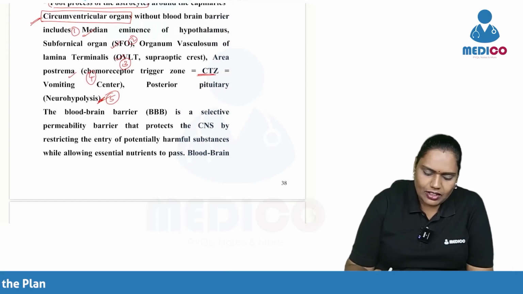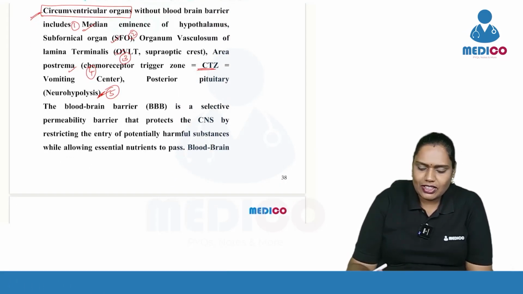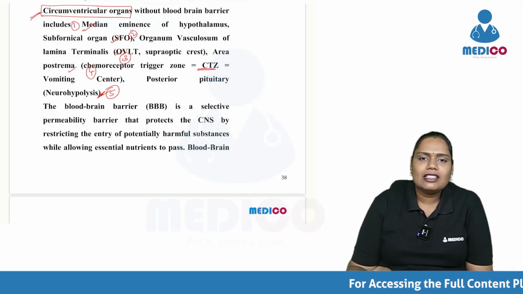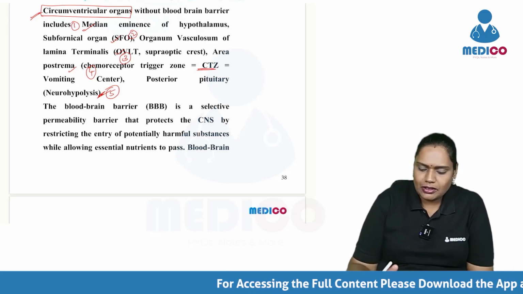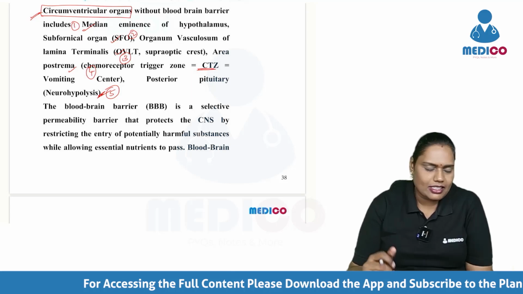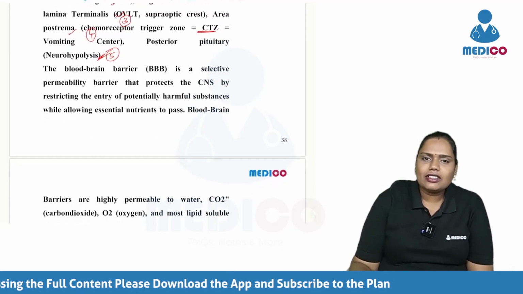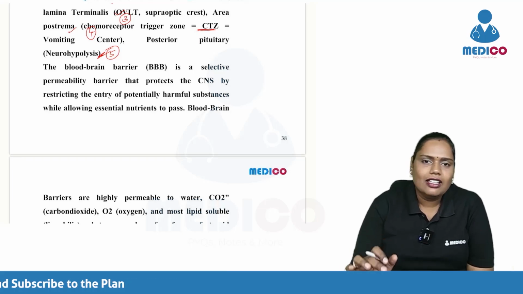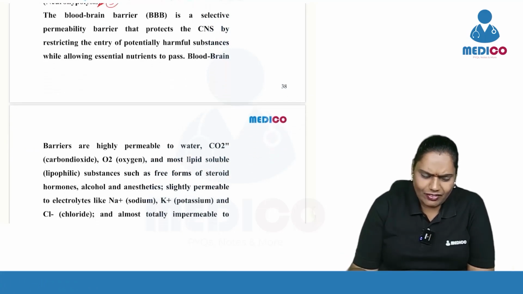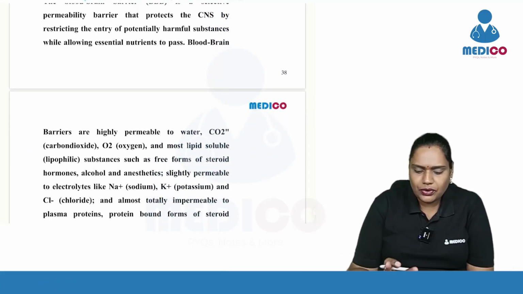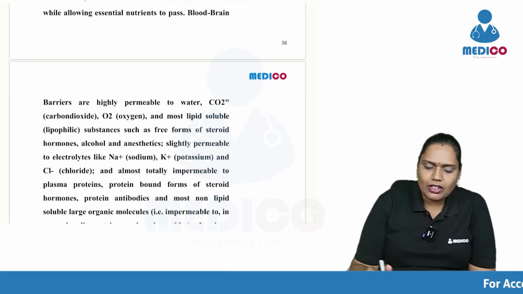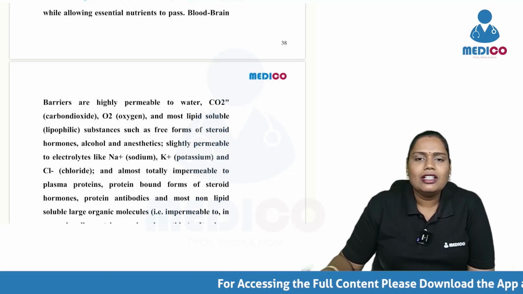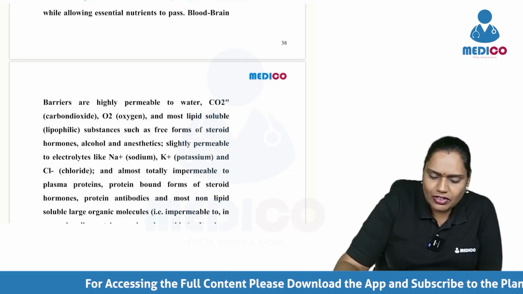Okay. Now, what is this blood-brain barrier? As we just now saw, it's a selectively permeable barrier which allows only certain substances to enter into the CNS. By restricting the entry of substances, it is basically protecting the brain from harmful toxins and pathogens. At the same time, it allows essential nutrients to pass through it. Now, what are all the substances to which it is highly permeable, impermeable, and moderately permeable? That is also an important MCQ.